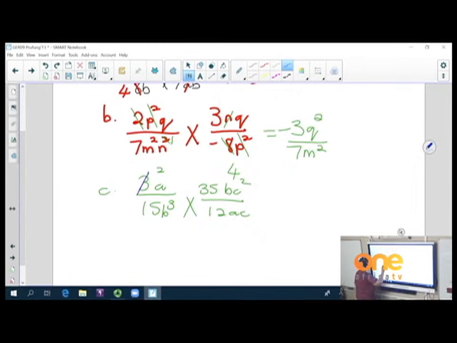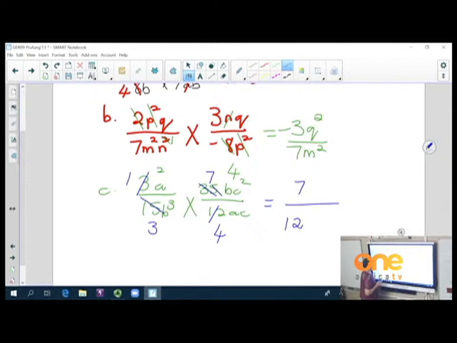So I know that 3 can divide into 12 4 times. I first work with my numbers. 5 divides into this one 3 times and into this one 7 times. So I can write down my numbers. It will be 7 over 12.